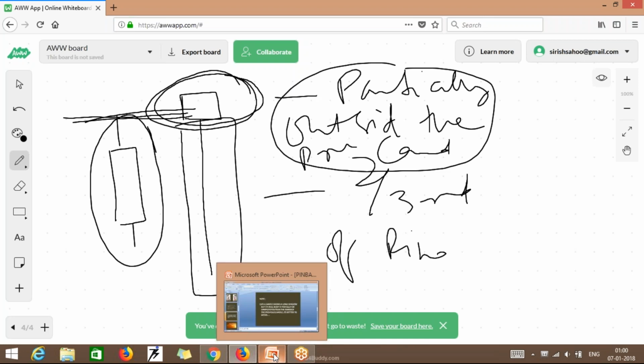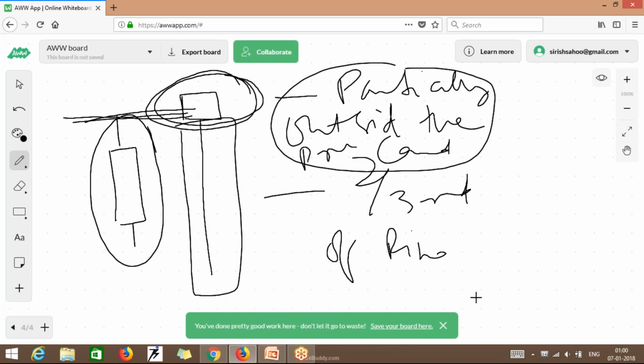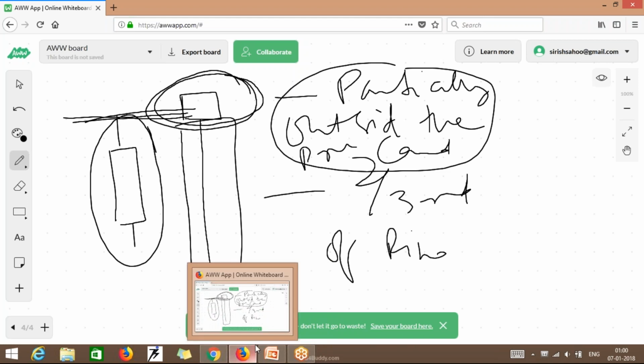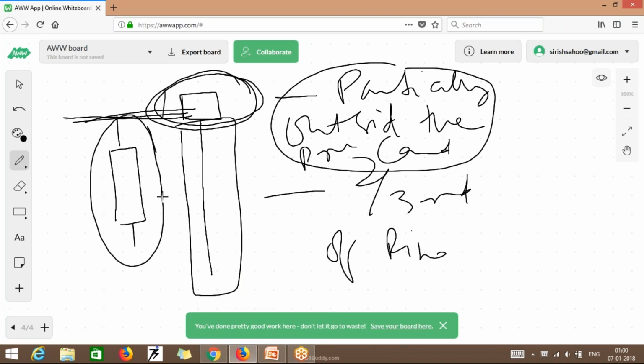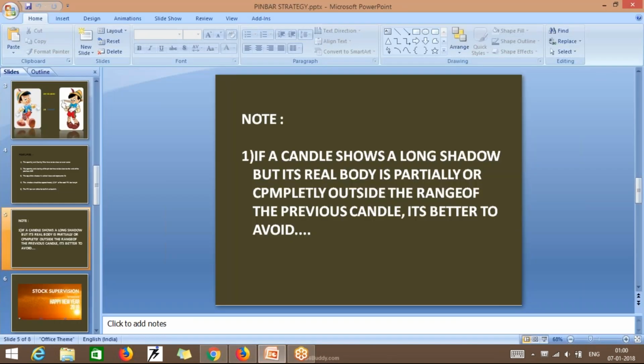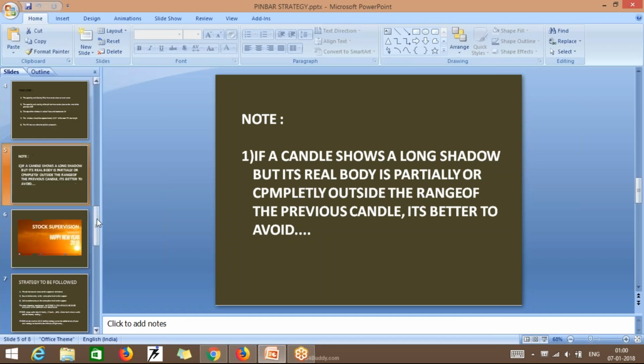You can treat this as a note, or else it's definitely a trading strategy to look into how exactly it is reacting. You can take a few trades and see exactly how it is reacting if this type of pin bar is being formed. So this can be taken as a note.